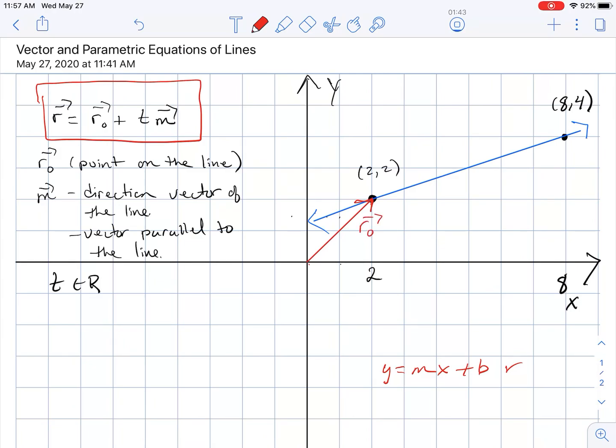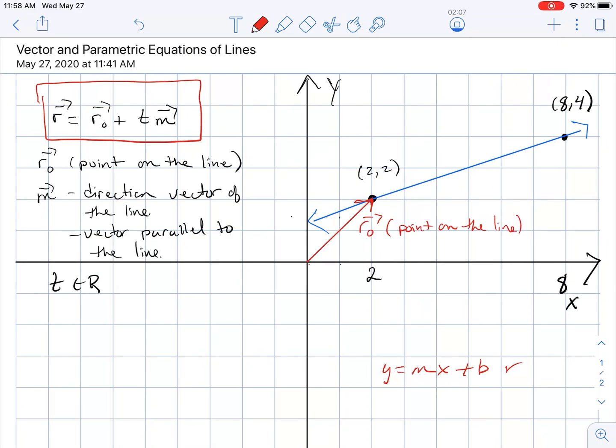So I'm going to call that vector r naught, with that little subscript zero. So vector r naught is going to be any point on the line. And it's also a vector because it comes from the origin, and that's a position vector. We saw that before. So, point on the line.